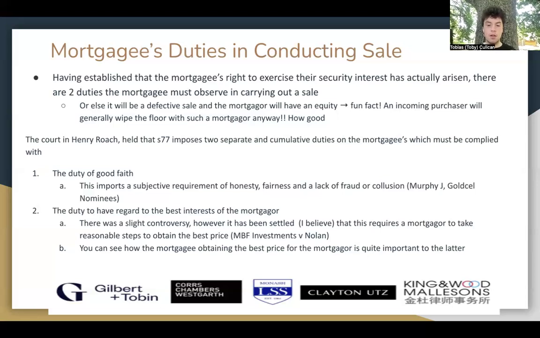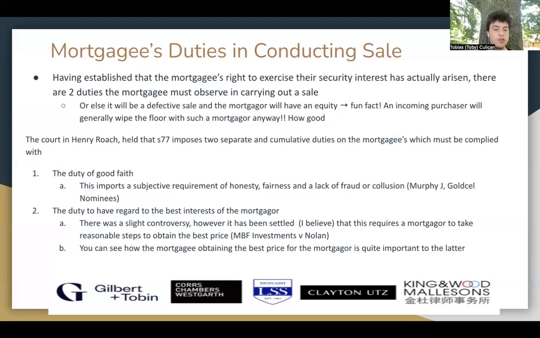So you'll have cases where the mortgagee flogs off the property at a considerable undervalue just to get themselves paid out. Does that show a lack of fairness? It very much could do.